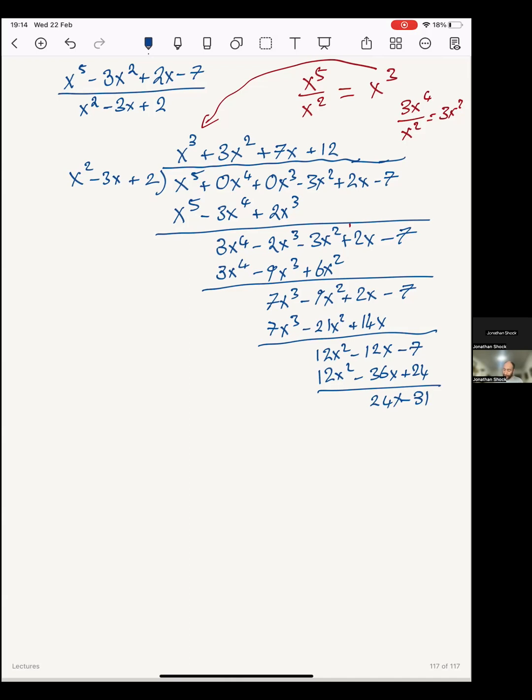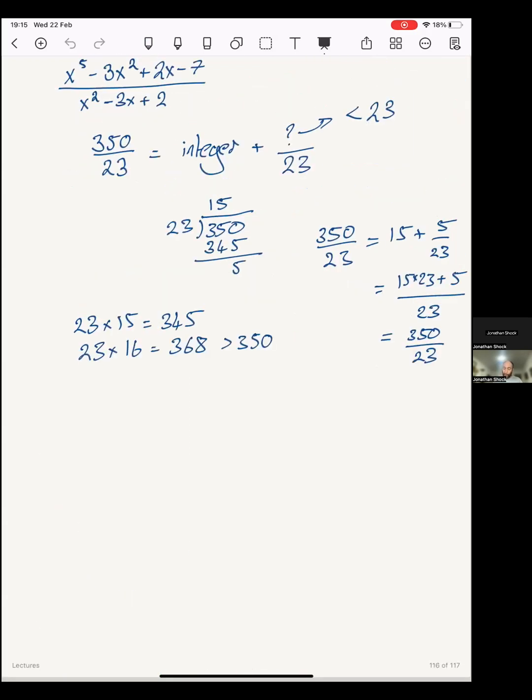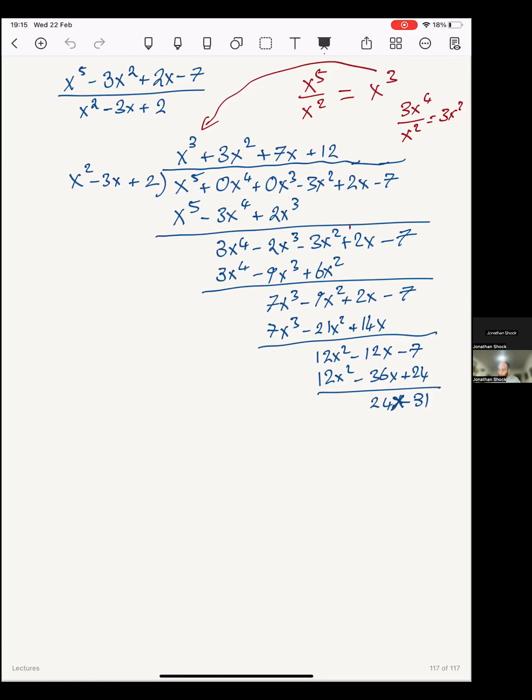This tells me, very importantly now, the order of this is now less than the order of this. And in the language of what we had before, this term here is less than this term here. We're not talking about orders here. This term here is less than this term here. This polynomial here, the order of it is less than this polynomial here, so we stop.